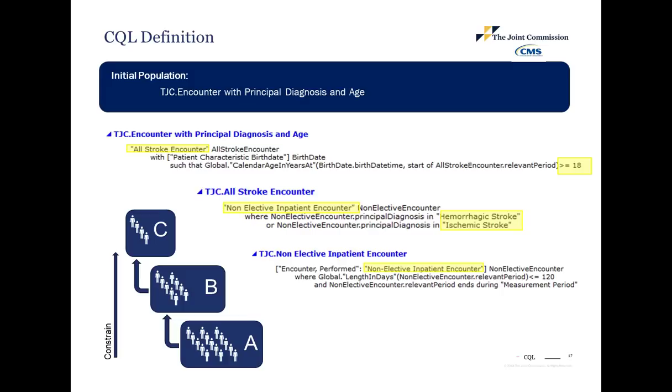Then in the next block up, encounter with principal diagnosis and age. Again, we pull in all stroke encounter into the logic and add age criteria. So then in the population criteria, we use encounter with principal diagnosis and age directly as the initial population. And as you can see in real terms, how complex a definition can be if we were to try to squeeze all this logic into one statement.